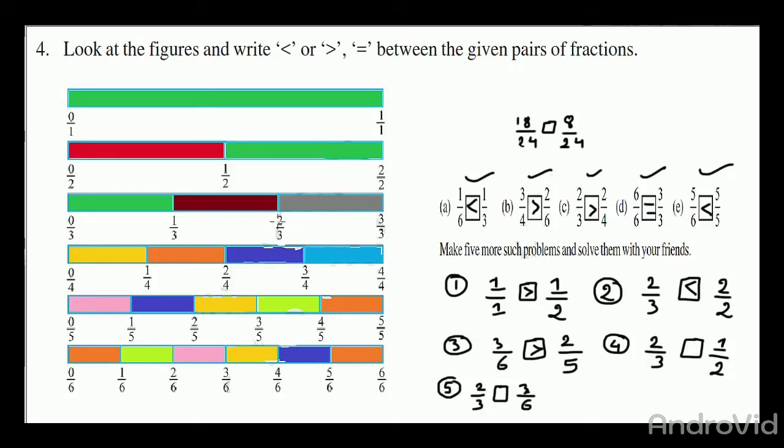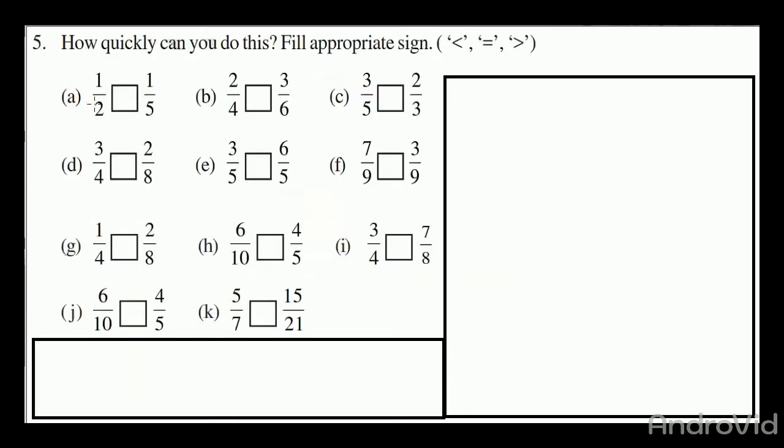2 over 3 and half. 2 over 3 is greater than half. Half is above 2 over 3. So it is greater to some extent. Alright, last one is 2 over 3 and 3 over 6. You can see the last one, 3 over 3. 2 over 3 is greater. Therefore, greater sign. That's how it has been done. How quickly can you do this? Alright. Numerator same, so the smaller denominator would be greater.